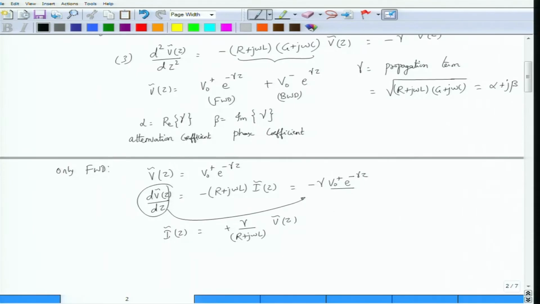Now if you take the ratio of voltage phasor to current phasor and recognize that the voltage phasor has an amplitude V0 plus and the current phasor could similarly have an amplitude of I0 plus, and the same e to the power minus gamma z kind of propagation, what you are really looking at is the amplitude ratios of forward going wave. This is very crucial, amplitude ratios of only forward going wave, and that ratio can be seen to be (R plus j omega L) by gamma.